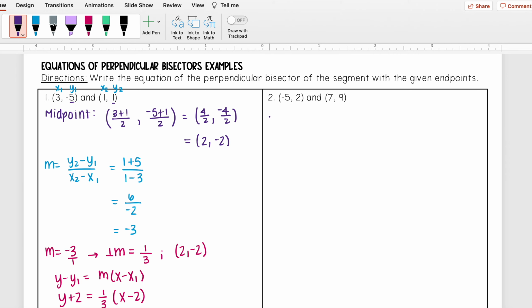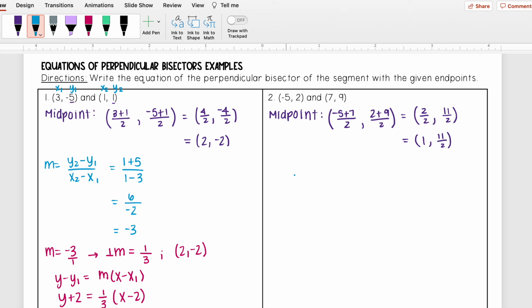So looking at number 2, my first step is to find that midpoint. I'm going to add my x's, so -5 plus 7 divided by 2. And then I'm going to add my y's, 2 plus 9 divided by 2. Well, -5 plus 7, I get 2 over 2. 2 plus 9, I get 11 over 2. And when I simplify that, 2 divided by 2, I get 1. And then I can't simplify 11 halves.